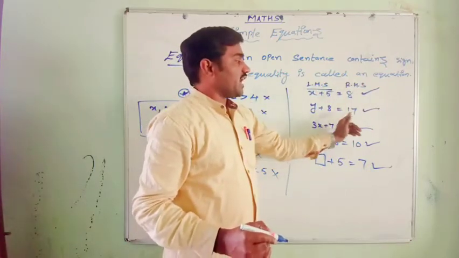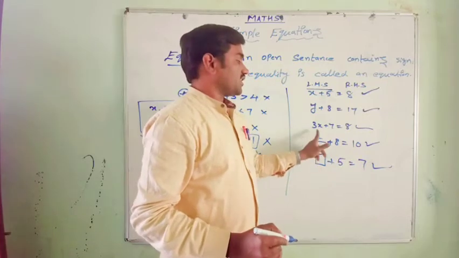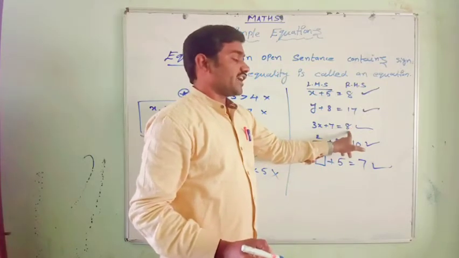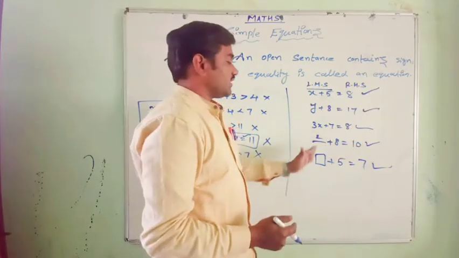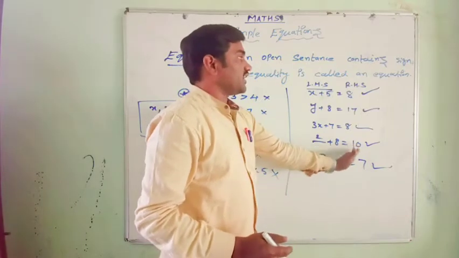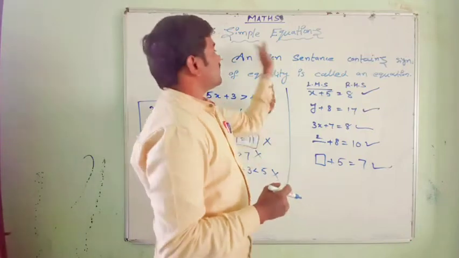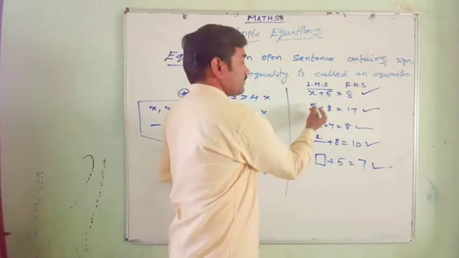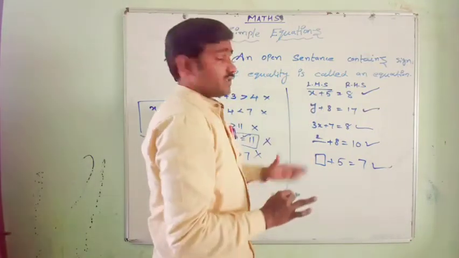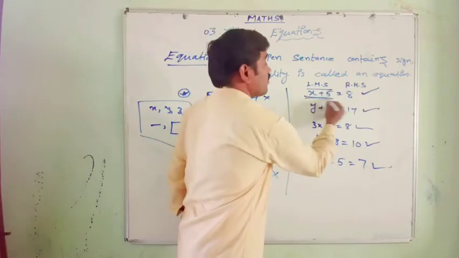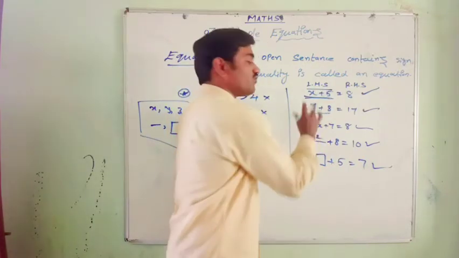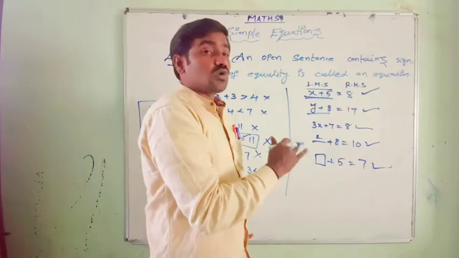LHS is y plus 8, RHS is 17. 3x plus 7 is LHS, 8 is RHS. Dash plus 8, LHS, 10 is RHS. I hope you understood now. So this is a simple equation. Here we have only one variable in all of these. See, here we have only one open sentence. Here also we have only one open sentence. This is called a simple equation.